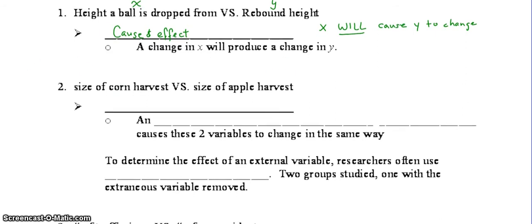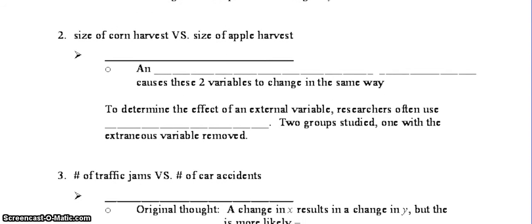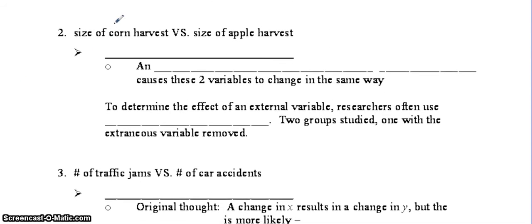So if we take a look at this example, a farmer saw that there was a relationship between the size of a corn harvest and the size of their apple harvest. So this is not a cause and effect. A bigger corn harvest does not cause the apple harvest to be bigger. What this is called is a common cause relationship.